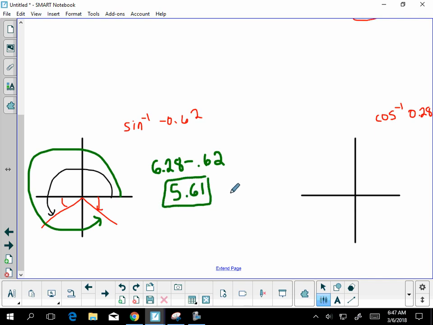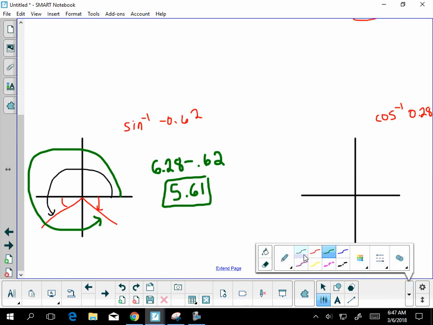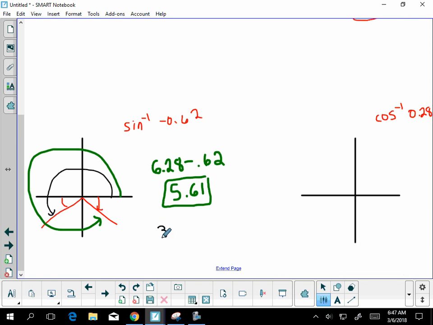So that is my first answer, the one that I did in black. From here to there is just going to be 3.14. And then you traveled another 0.62 radians. So 3.14 plus 0.62 gets 3.76. And those are going to be my answers.